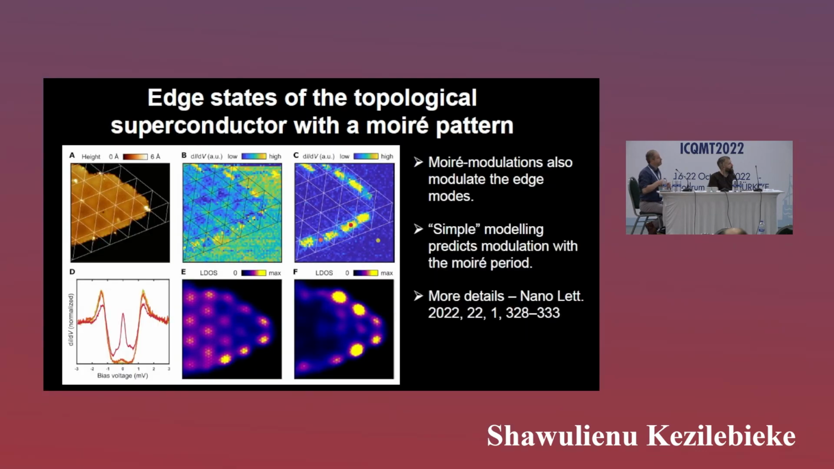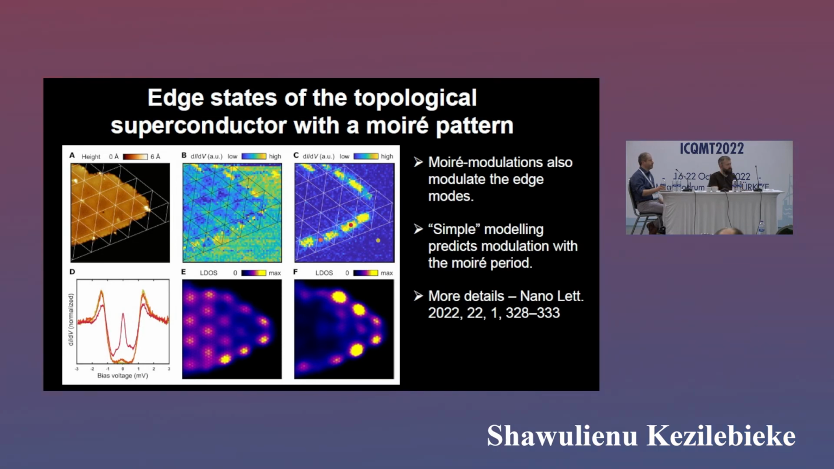As it turns out, this modulation also affects the modulation at the edge. As you can see, when we are inside the topological band, we have some small modulation inside of the sample, and this modulation exactly matches the modulation of the moire when we look at zero bias conductance. And our theoretical calculation also nicely reproduces this result.